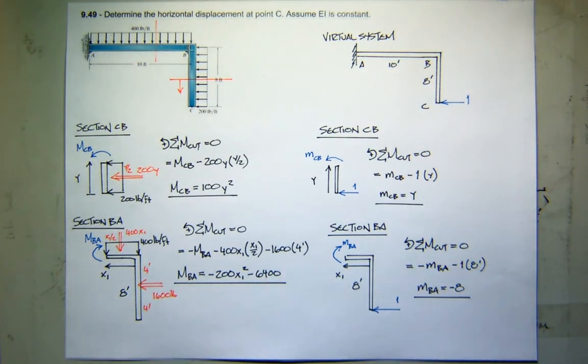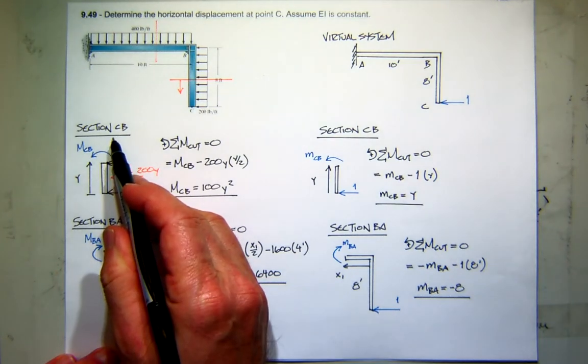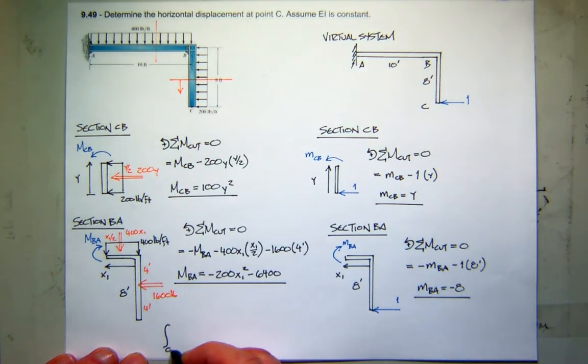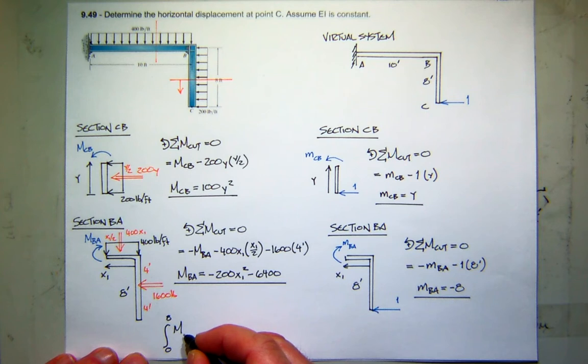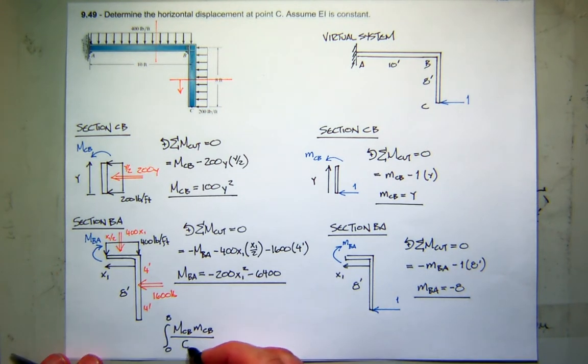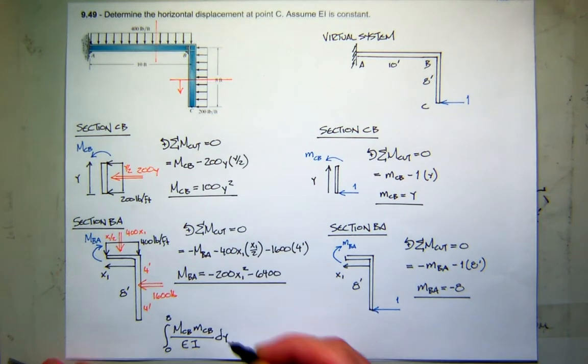So really the hard work is done. Remember that now all I have to do is integrate the first segment, C to B. What's the length of C to B? 8. So I'm going to go 0 to 8 of the real moment in CB times the virtual moment in CB. I'm going to divide that by E and I, and that is integrated in the dy direction.